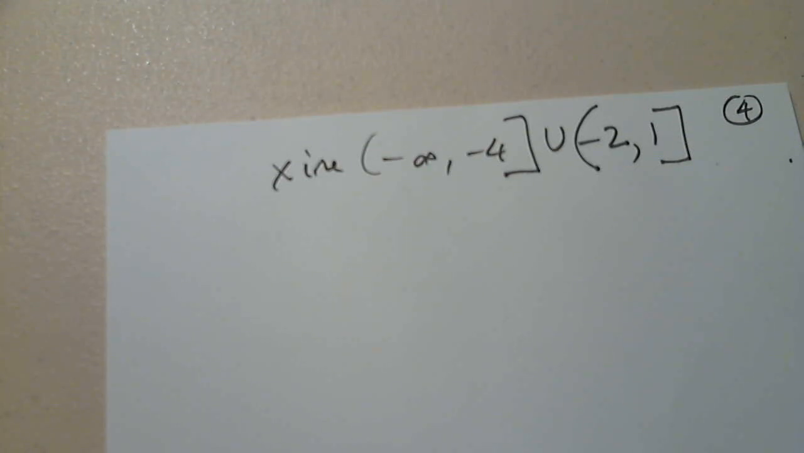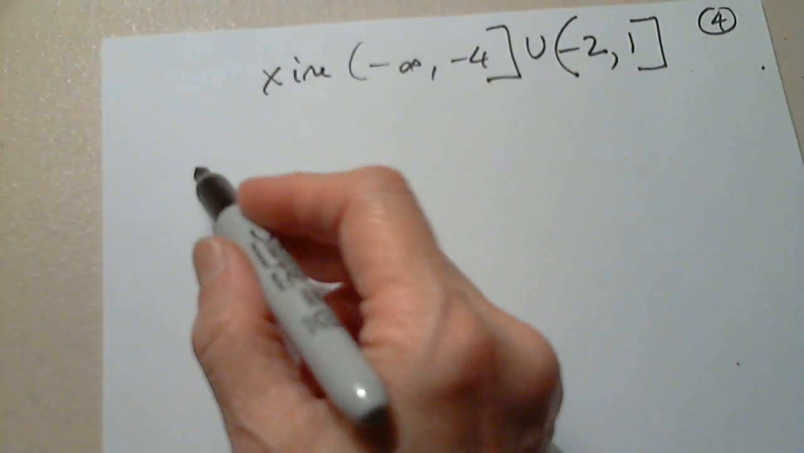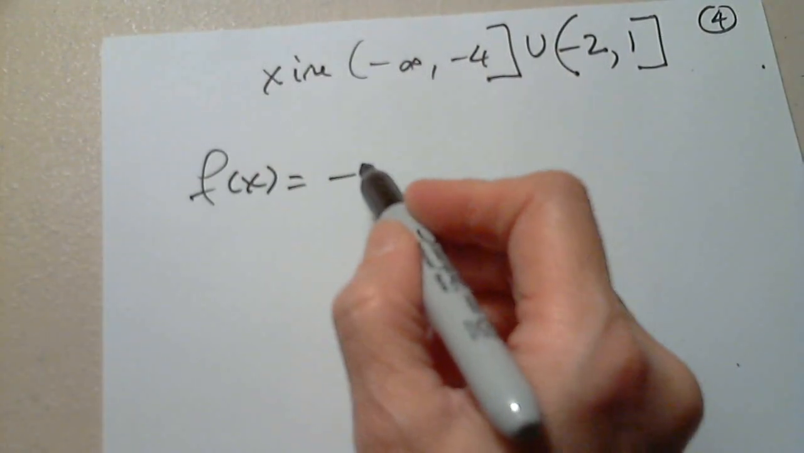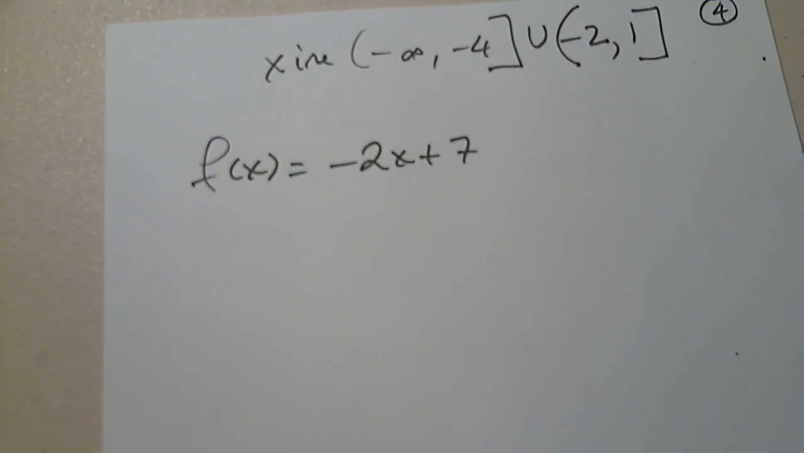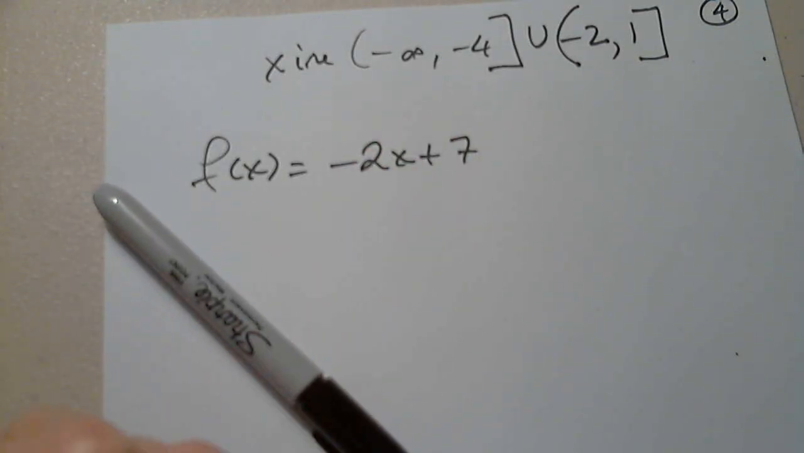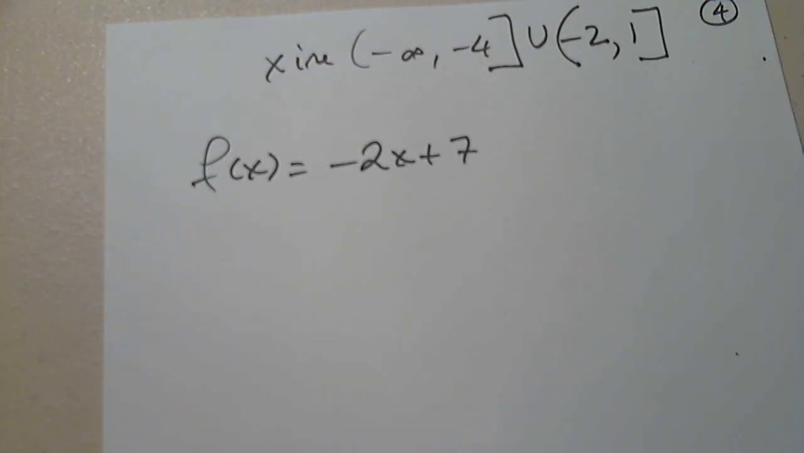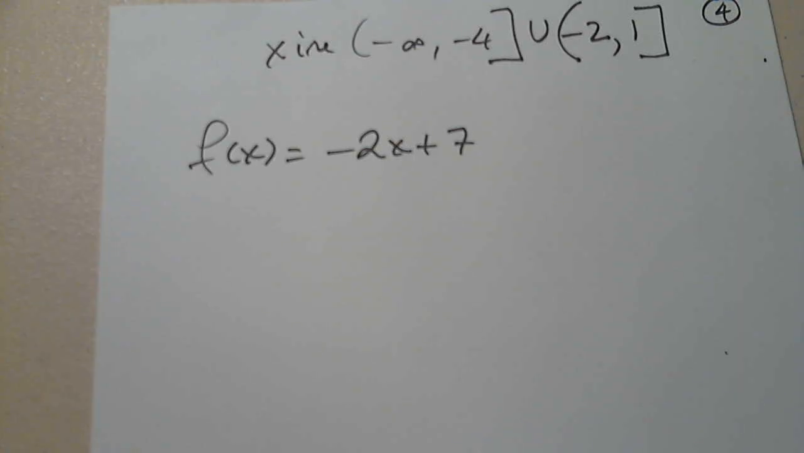Can we do an inverse function? Yes, of course. Good point. So let's say f of x equals negative 2x plus 7. I know that this is a linear function with a negative slope. By the horizontal line test it is 1 to 1. And we want to find its inverse. If you remember, it's a 4-step procedure.